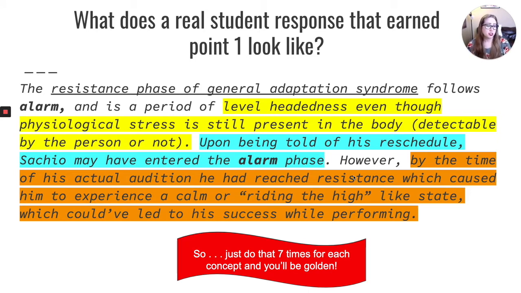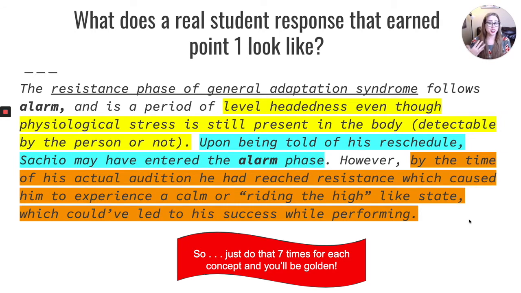And then they also show and describe the concept. So here in orange, where he says by the time of his actual audition, he had reached resistance, which caused him to experience a calm or riding-the-high-like state. They're very specific here. They're kind of painting this picture for the grader. The grader can see exactly what must have happened to Satio and how this particular concept applied to help Satio do well in his audition and be successful. So again, this is only like 3 sentences, and this will get you your 1 point for the resistance phase.